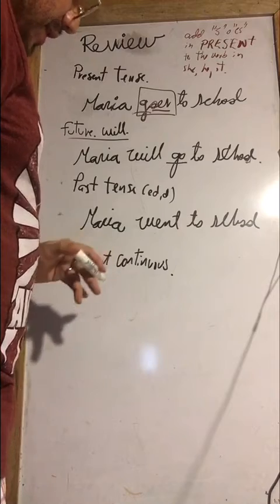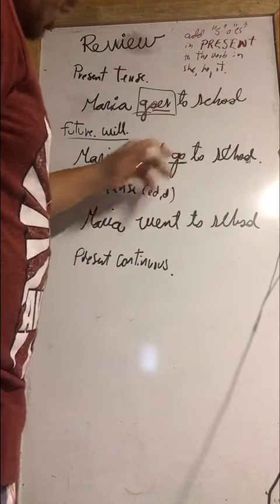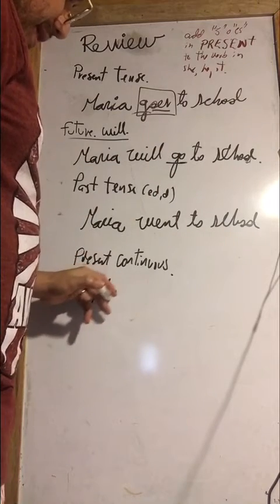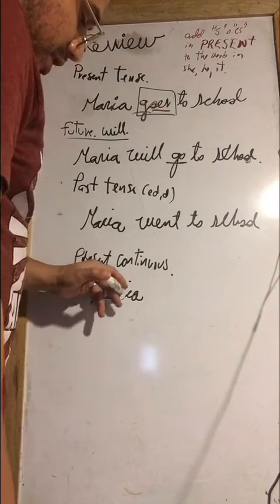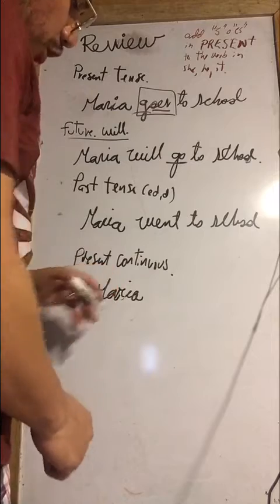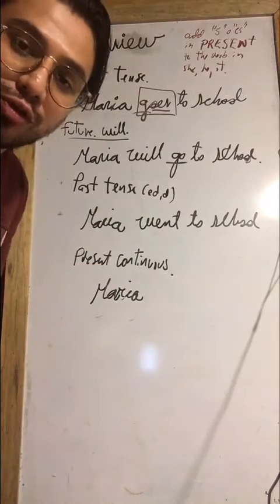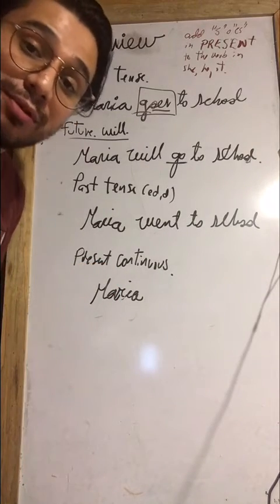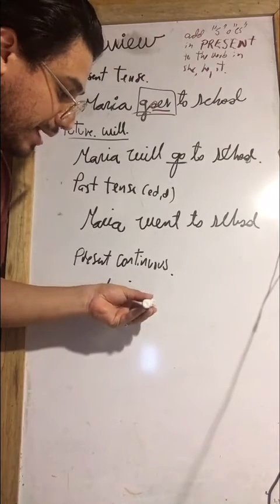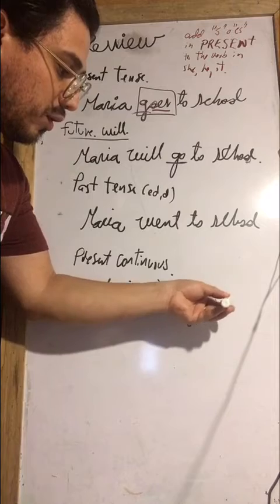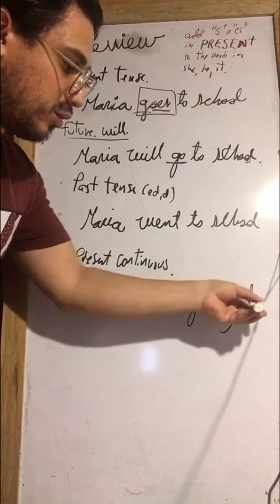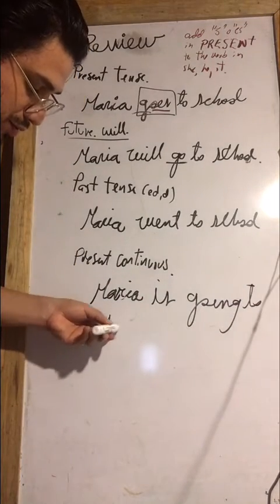And then if I want to make this into present continuous, okay, then I'm going to change again go. So I'm going to write Maria. Now, in this case, something is going to change because we're saying Maria going, but we cannot say Maria going to school, right? We need to add something. We need to add the verb to be. Maria is going to school.